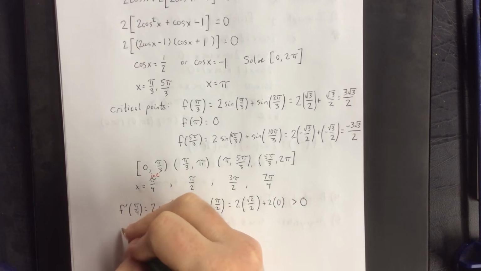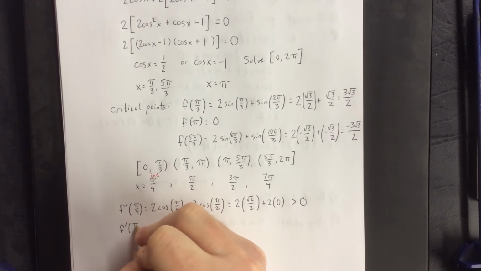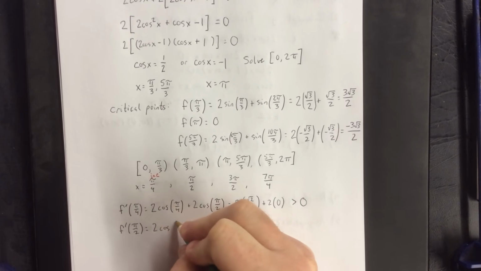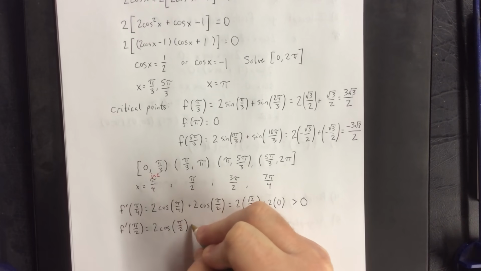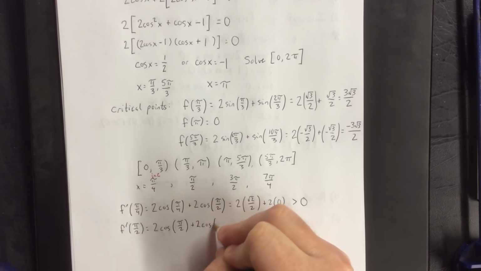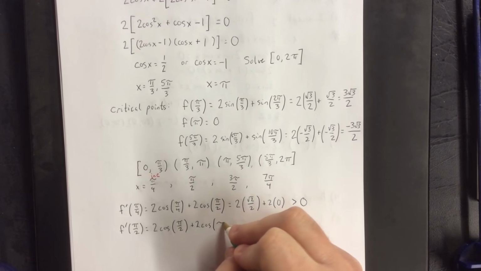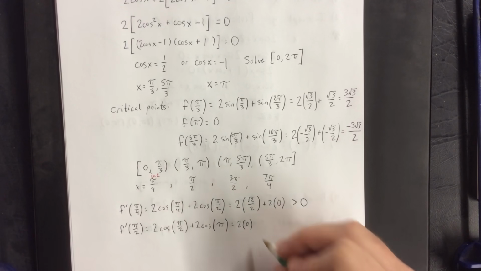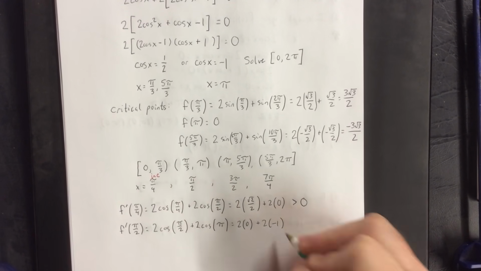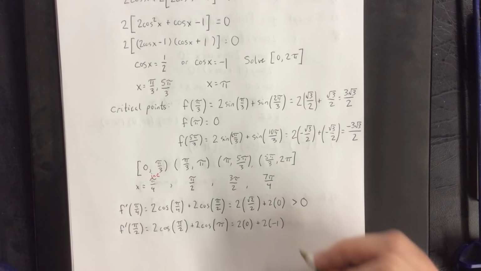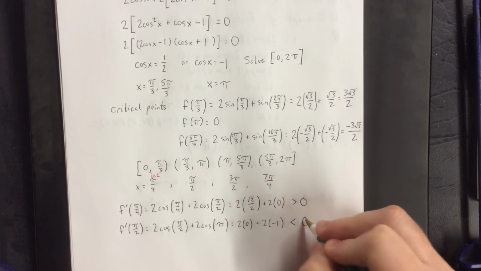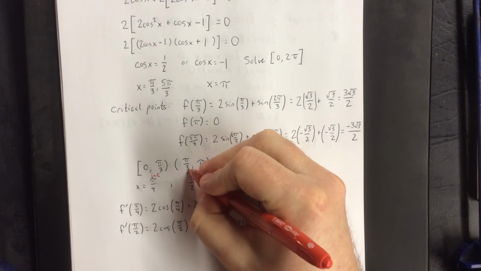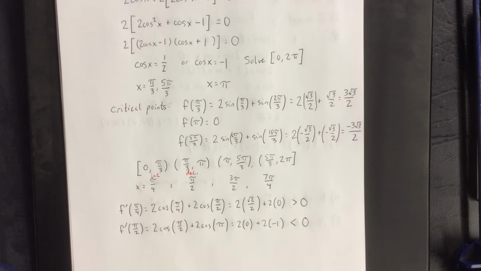For pi over 3 to pi, we're going to be testing pi over 2, once again plugging it into the first derivative. So 2 times the cosine of the given angle plus 2 times the cosine of double the angle. If we double the pi over 2, that'll get us to pi. This will be equal to 2 times cosine of pi over 2 is 0, and the cosine of pi is -1. Final answer for this will be -2. The only thing I care about is the fact that it is negative. The fact that it's negative indicates to me that this is an interval of decrease.